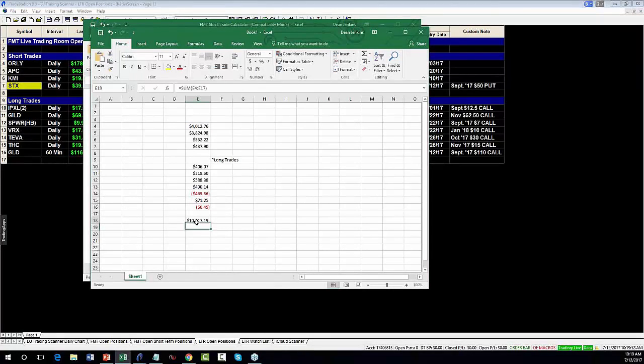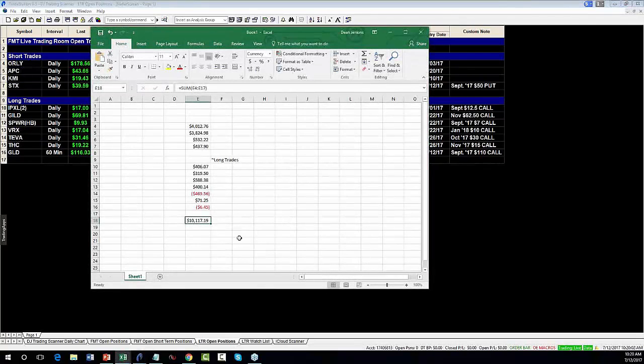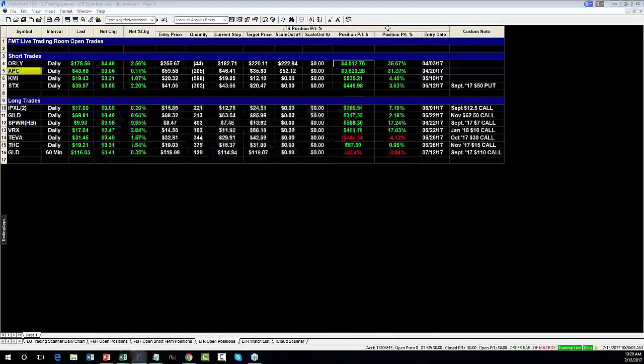Right there, 10 grand on a, these are all sized for a $50,000 account. They've been open, most of them in June, a couple longer term ones here. 10 grand on a $50,000 account, so 20%. If we were to close them right now, that's not so bad. And we have so far year to date, I think we're at about 20% gain on the ones we have closed. So that's the live trading room. We do pretty much what I'm doing here.